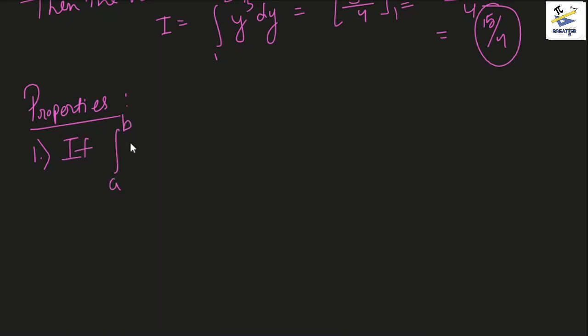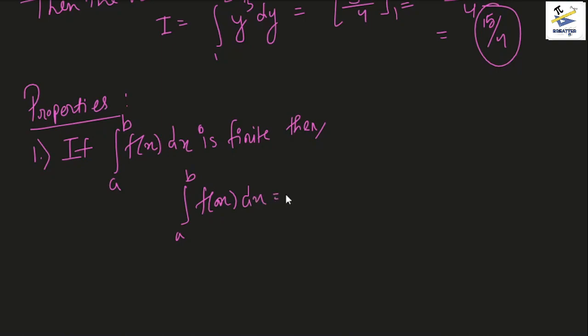If the integral from a to b of f of x dx equals the integral from a to b of f of a plus b minus x dx, this is a property, so let us prove it.